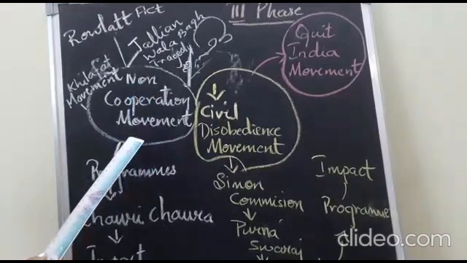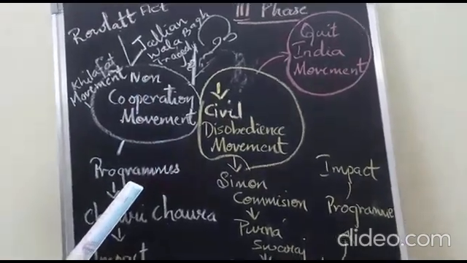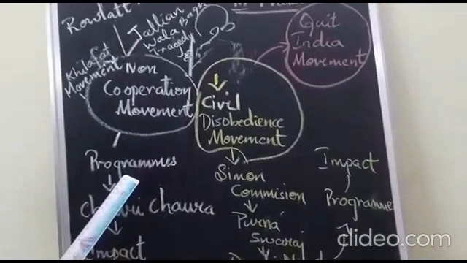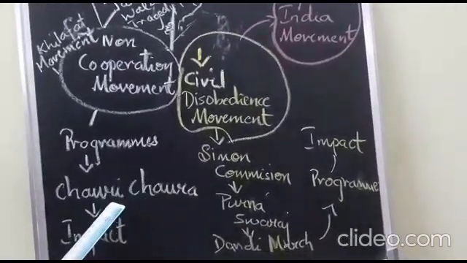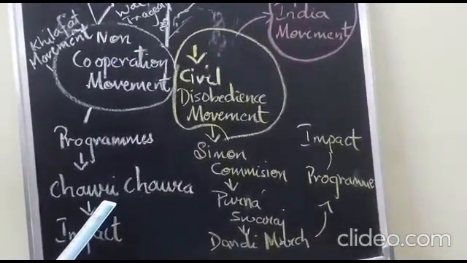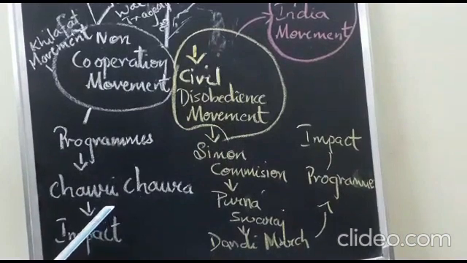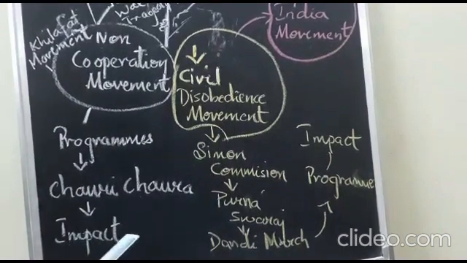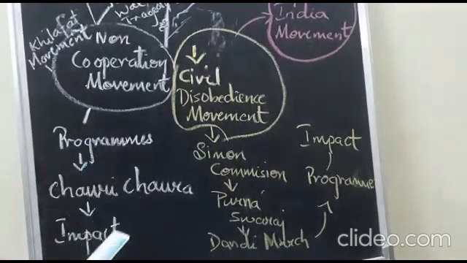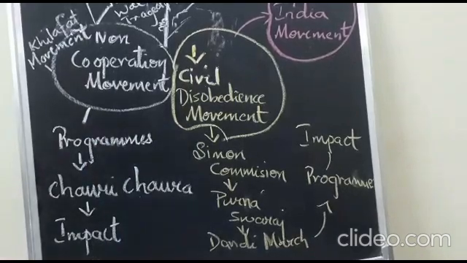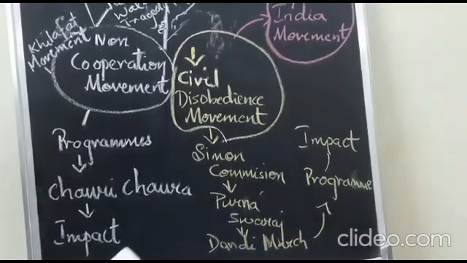Now, we also studied what were the programs which were followed during the non-cooperation movement. And why did Gandhiji call off the non-cooperation movement? Because of the Chauri Chaura incident. And we concluded the non-cooperation movement with the impact of the non-cooperation movement.